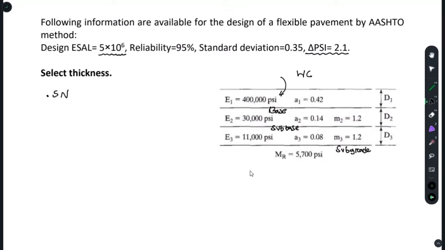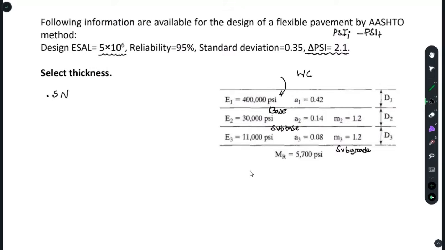What does it mean? For a road, you have initial PSI, let's say initial serviceability index initially you have. And for a fresh road, just constructed road, it might be around 4.2. And yeah, we limit that for terminal PSI. For terminal PSI, that is actually 2.2 or 2.3, something like that. And you have been provided the difference of PSI.